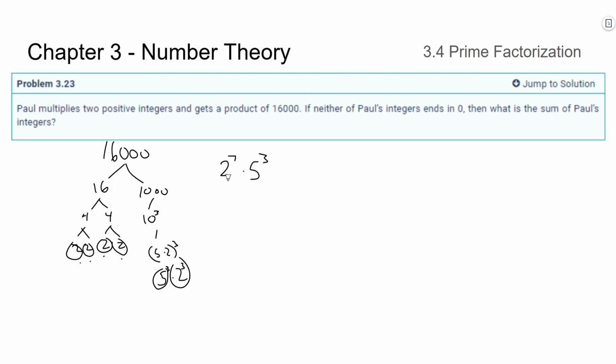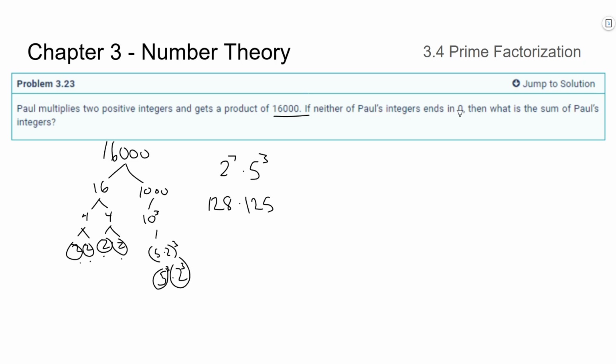Well, what are these numbers? 2 to the 7th, if we were to multiply that out, we would get 128. 2 times 2 is 4, times 2 is 8, times 2 is 16, times 2 is 32, times 2 is 64, times 2 is 128. That would be 7 2's. 5 times 5 would be 25, times another 5 would be 125. And neither of them ends in a 0. So 128 times 125 we know would be 16,000.